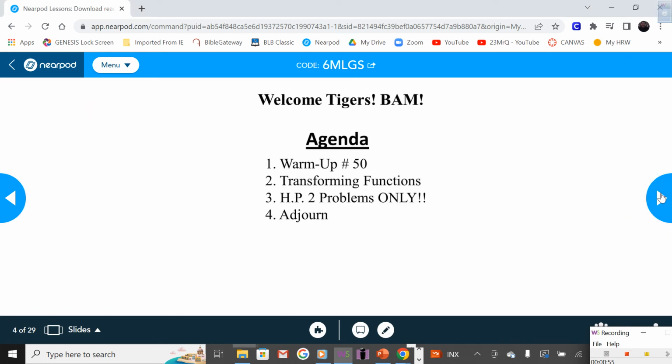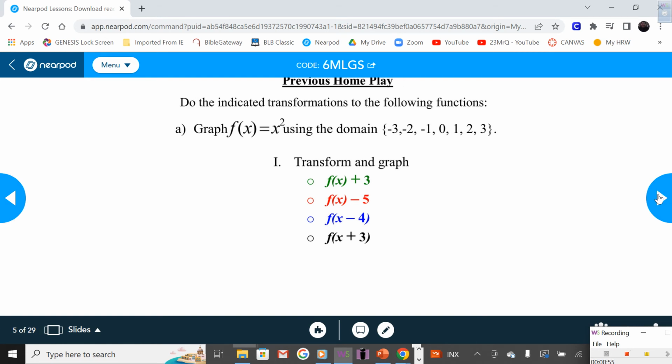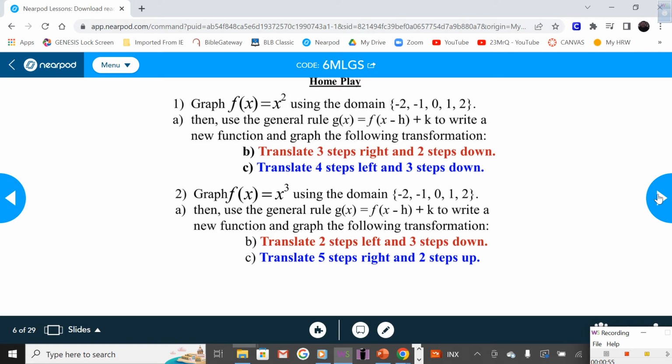Oh, man. Warm up number 50. Transforming functions. Your home play for tonight is only 2 problems. Only. Ready? So, only 2 problems. Last night's home play is that one. Go to Canvas, turn that in, please. Tonight's home play is this one. Make sure you take a picture after you turn in your home play.